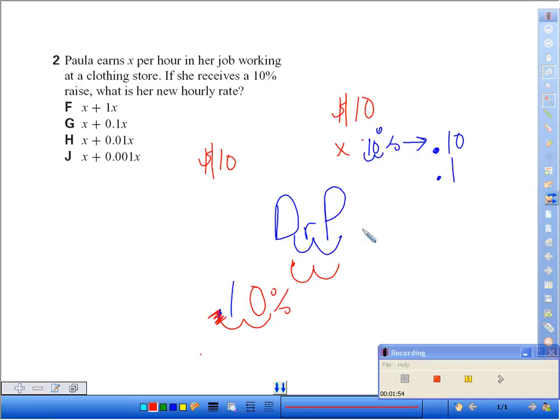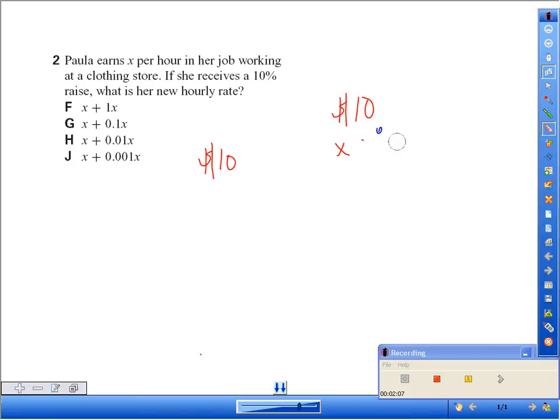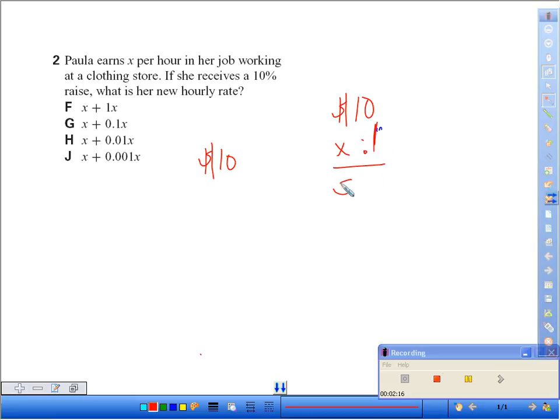So that's what you really need to know how to do on this problem: first of all, you have to understand how to convert percents to decimals. After that, it's pretty easy. So if we did $10 times 0.1, we would end up getting $11.